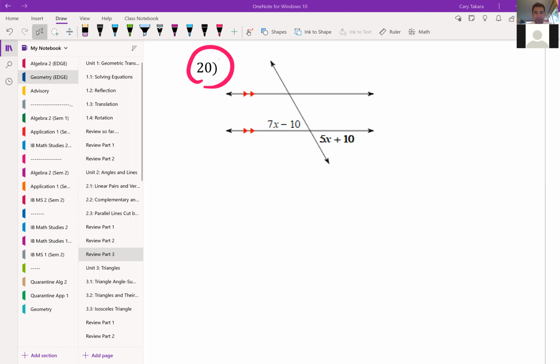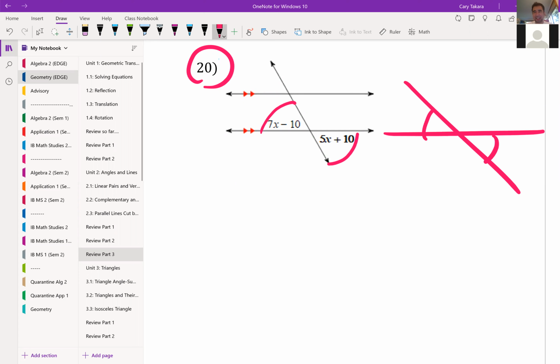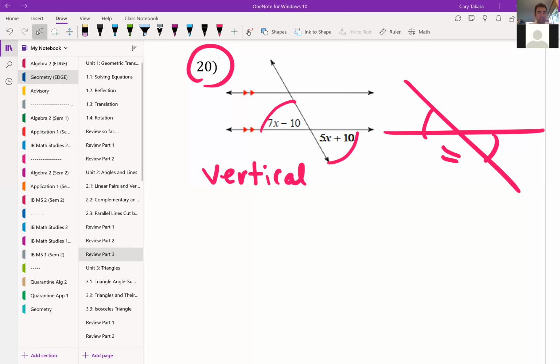First of all, this angle and this angle. It's this angle and this angle. That's a vertical angle, isn't it? Okay. So the answer for the naming part is vertical. Okay. And the vertical angles are equal to each other. So how would you set it up? You're going to set it up 7x minus 10 is equal to 5x plus 10. Okay.